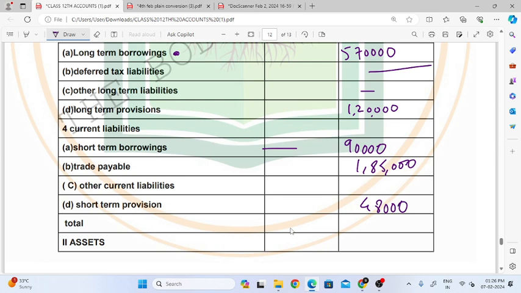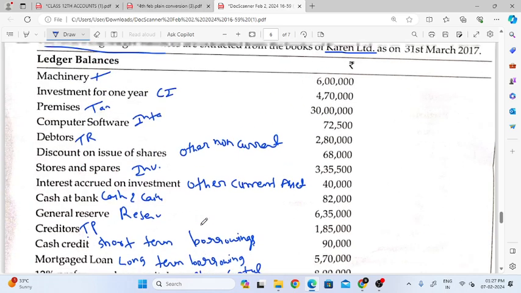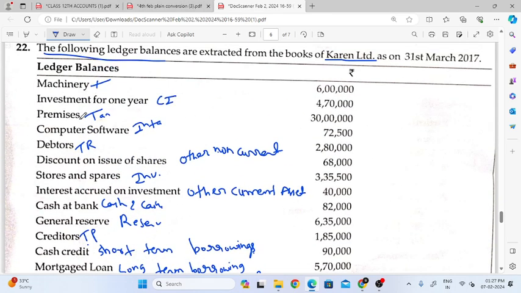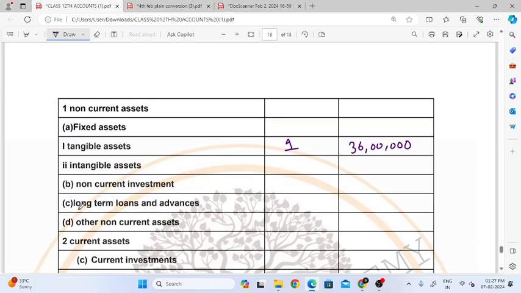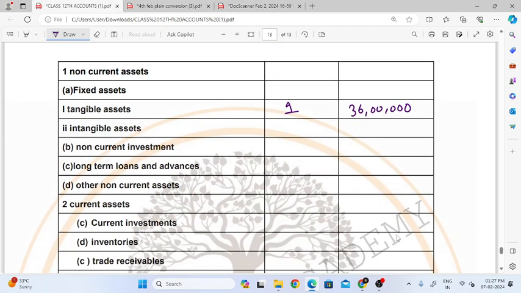Then the total of both the sides comes to 49,48,000. Okay, then we have to check the asset part. Any asset is that we took the machinery and premises. Now we have to check for investment for 1 year, that is current investment 4,70,000. So it will go in current investment, that is 4,70,000.